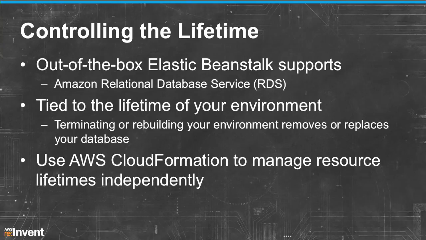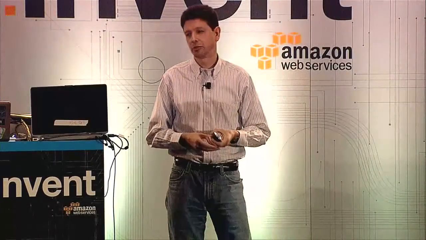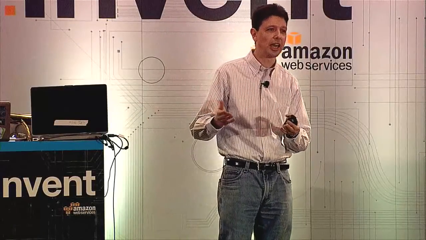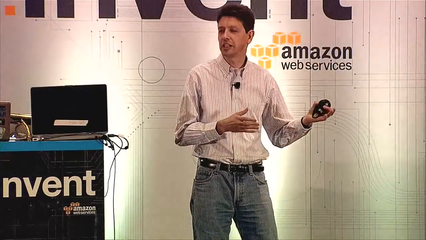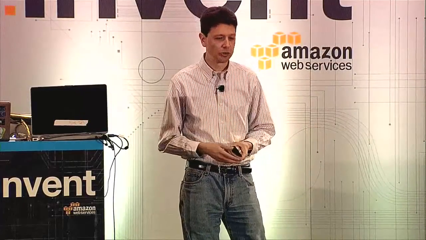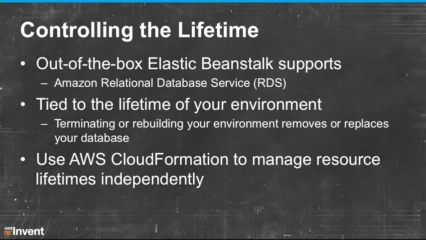There are a couple of ways you can get around that. It works well for dev test environments where you do want a clean database every time you spin up that environment. For production, that may not be what you want because you may have interesting data, the crown jewel data, inside that database. You need that database to keep running after the environment's terminated. So you have a couple of ways. One is you can go to the RDS console, create an RDS database, and link it up to the Beanstalk environment. The other way is to use CloudFormation to manage the resources which have different lifetimes independently.